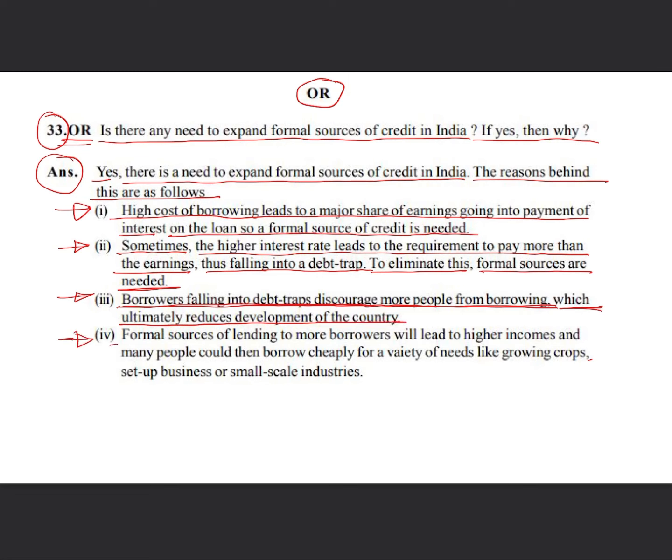Fourth, formal source of lending to more borrowers will lead to higher income of people, and many people could then borrow cheaply for a variety of needs like growing crops, set up business or small scale industries.